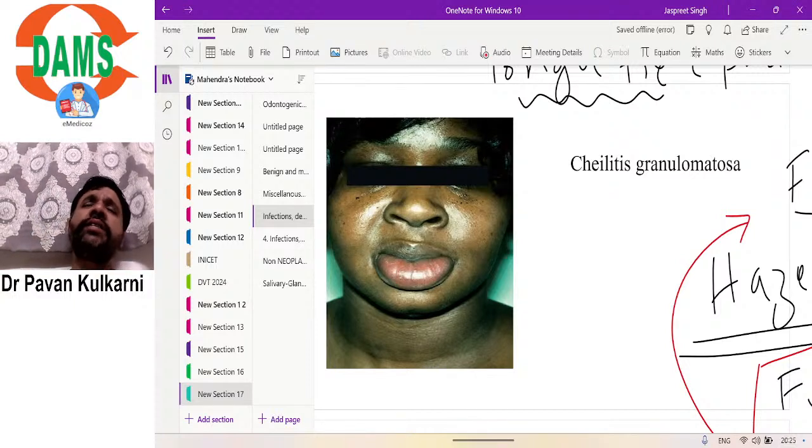So these images are very characteristically asked. You can watch this video and try to identify and remember those images. Classically, radiographs in particular are very frequently asked.